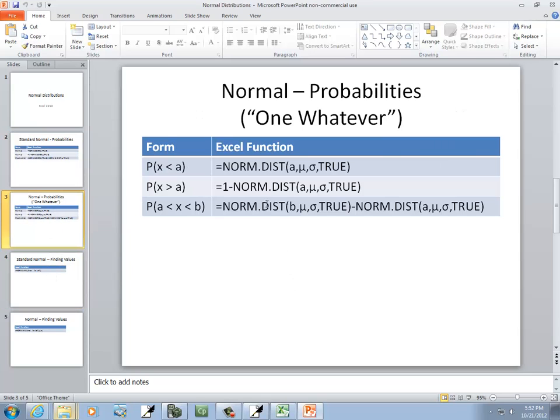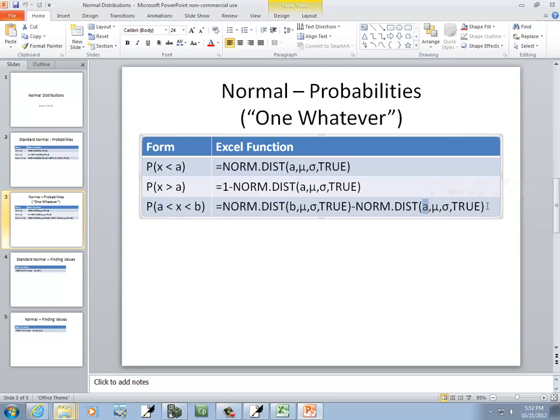There it is. Normal probabilities. If you got x is less than a value, you do equals norm.dist, and then your value, and then your mean, your standard deviation, true. If it's greater than a, you always do 1 minus norm.dist, and then a, and then all of your parameters. And if it's between two values, then our rightmost one, the b, goes first, like that, and then our left value here goes second.